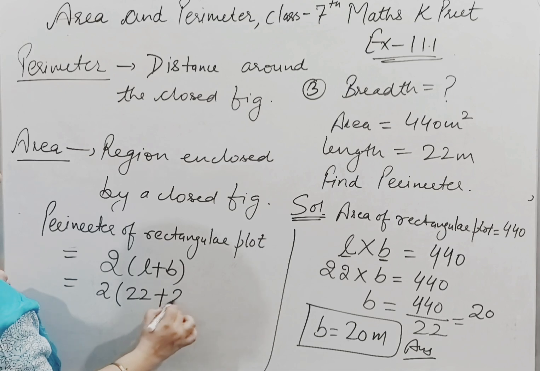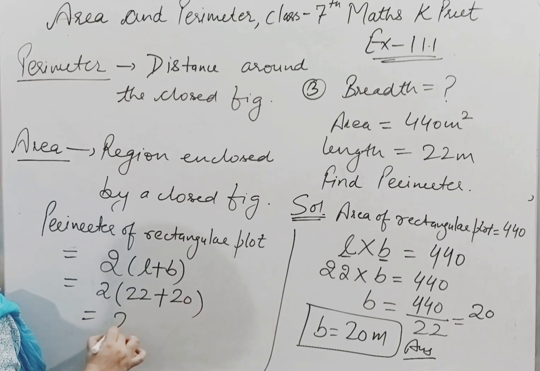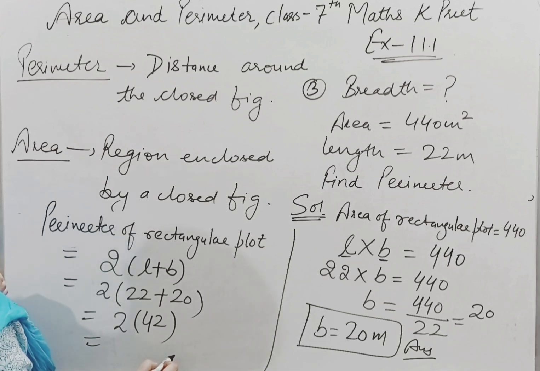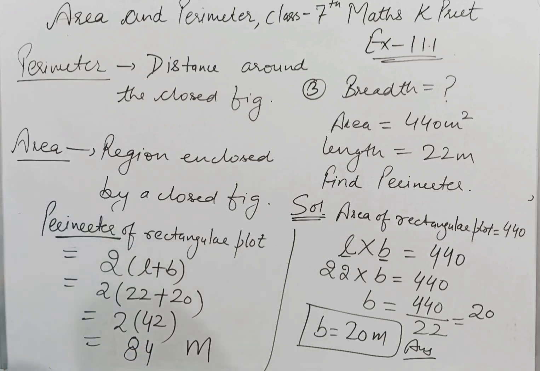22 given. Breadth is 20 given. You can do this by yourself. 42, and you can have your answer. We are talking about perimeter, so we will get our answer in meters. Fine. 84, I am writing. So just try to find the answers by yourself. So 84 meter is the perimeter of this rectangular plot. Let's see question number 4.